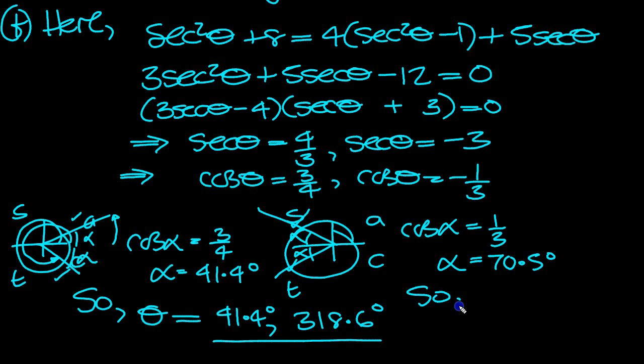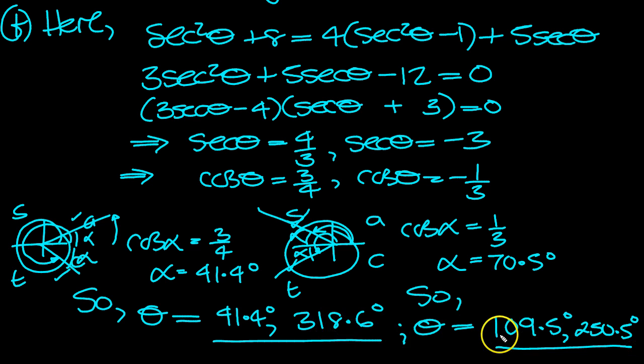So theta is equal to, the first solution is round to here, which is 180 back 70.5, so it's 109.5 degrees. And the next one is right around to here, which is 180 plus 70.5, 250.5 degrees. So there's our 4 solutions for theta.